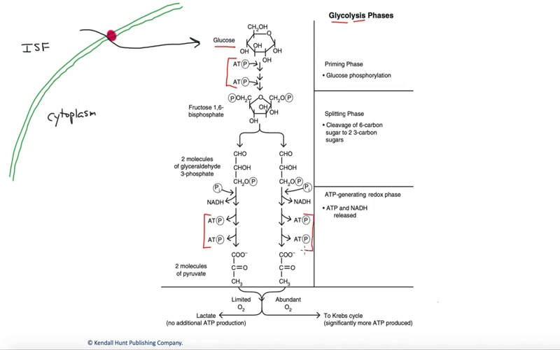And in a third phase, probably the most important phase, we actually generate multiple ATPs, right? And so we utilize two at the top here in the priming phase, and we generate four at the bottom. And so we have a net production of +2 ATP for all of glycolysis.